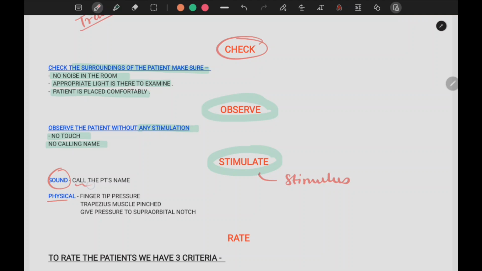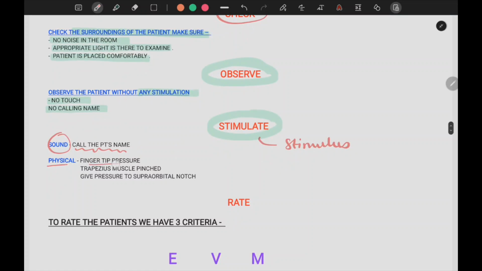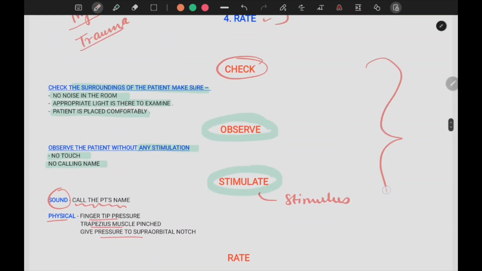In the sound stimulus we will call the patient's name and see if the patient is reacting or not. And in the physical one, we can use fingertip pressure, the trapezius muscle could be pinched, and we can also give pressure to the supraorbital notch. This will help us to know if the patient is responding well enough or not. Now these were just some extra points to be remembered.